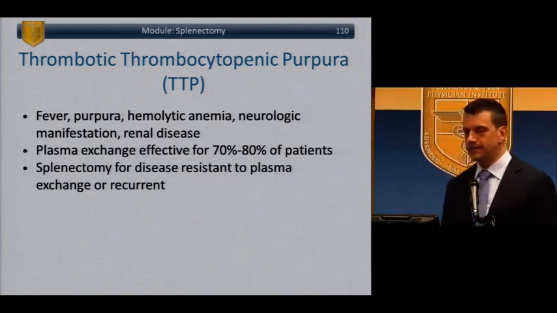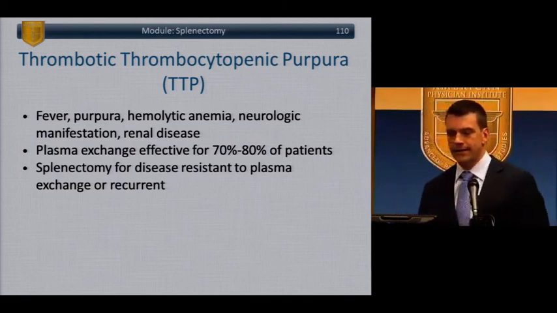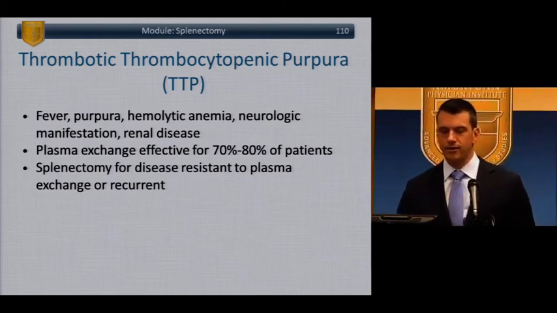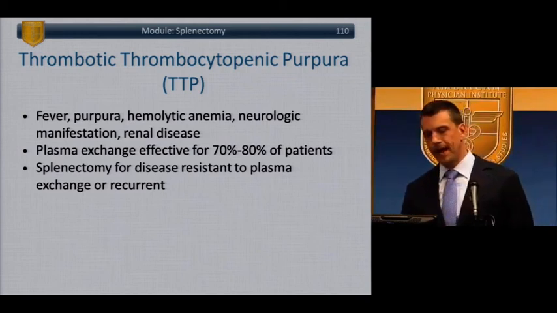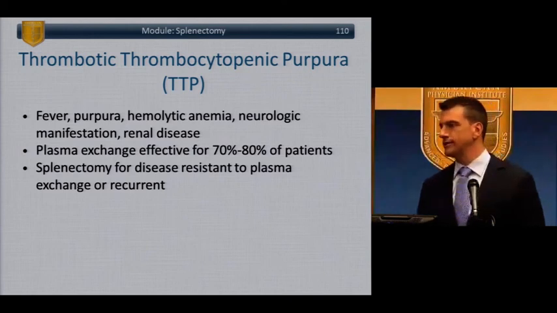Thrombotic thrombocytopenic purpura is again fever, purpura, and hemolytic anemia. This can have neurologic manifestations and renal disease. Plasma exchange is effective for 70 to 80% of patients, just plasmapheresis. Again, splenectomy is for disease resistant to plasma exchange or recurrent disease.